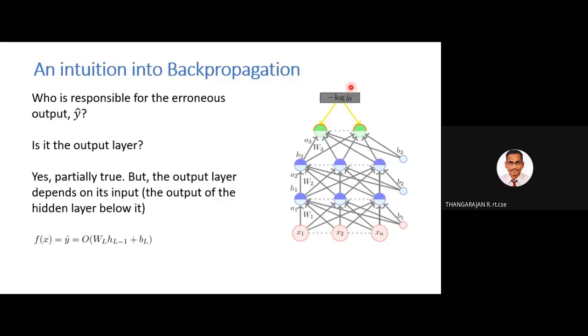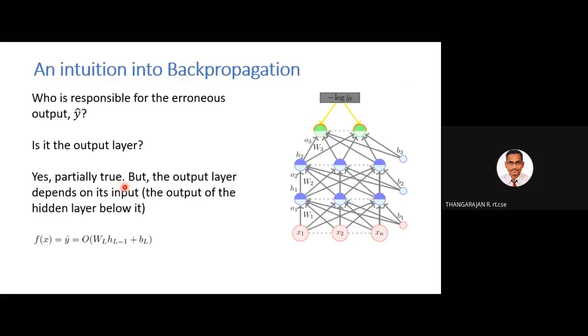Now, if an error comes here, who is responsible? The output layer is responsible, of course. But you ask the output layer, why are you giving this erroneous answer? Is the output layer alone responsible? It is only partially true, because the output layer does not see the input directly. It sees the input after it has traveled through a set of hidden layers. It sees only what the hidden layer below it is presenting.